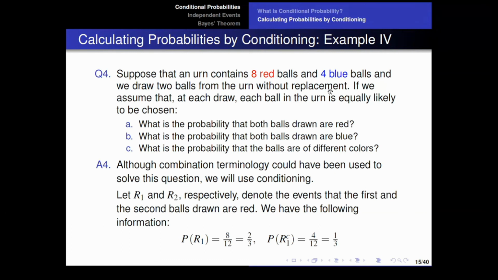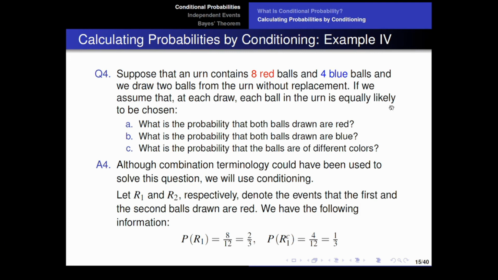It says without replacement, which means, so there are 12 balls here. I am randomly drawing a ball and putting it aside. I do not replace it. And then I randomly draw another ball from the remaining 11 balls. This procedure and selecting both balls at the same time is the same, if we assume that at each draw, each ball in the urn is equally likely to be chosen.